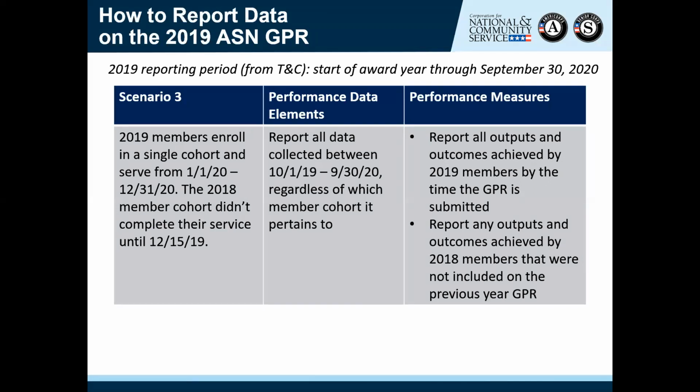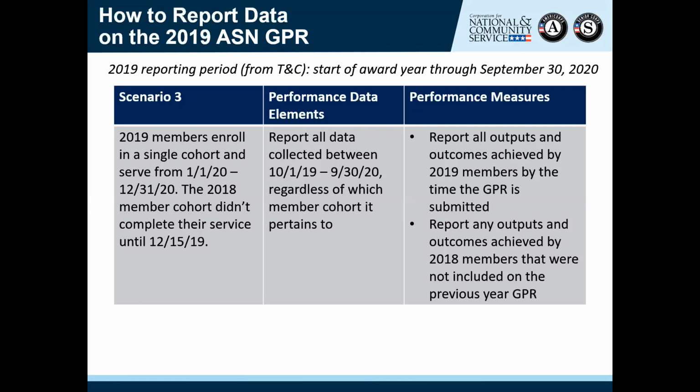Again, for performance measures, it's important to track outputs and outcomes by program year so you can compare progress against the targets you set for that year. So under this scenario, the grantee should report all outputs and outcomes achieved by the 2019 member cohort by the time the GPR is submitted, knowing that it may not be complete, but all the ones that they have by the time the GPR is submitted.